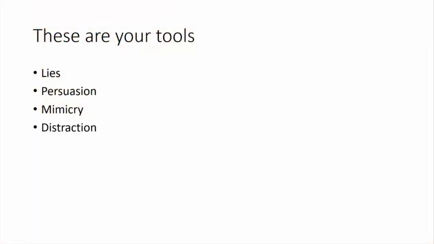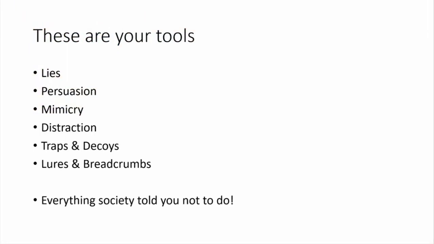So these are the techniques that we'll be implementing: lies, persuasion, mimicry, distraction, traps and decoys, lures and breadcrumbs. This is everything society tells you not to do. And I want to take these techniques and implement them in C# and use them to get attackers to make different choices, move them around my maze, change the weights in my graph, and so I can get more interesting threat intelligence.